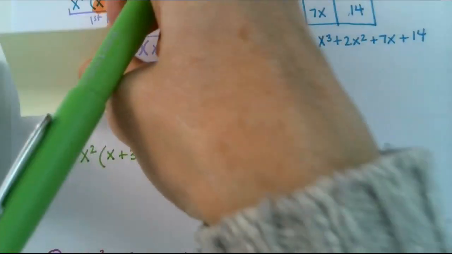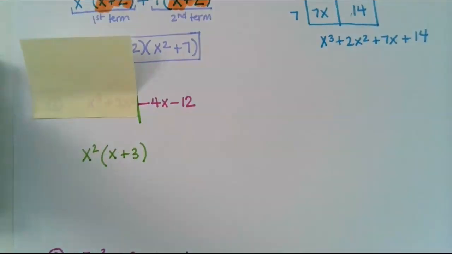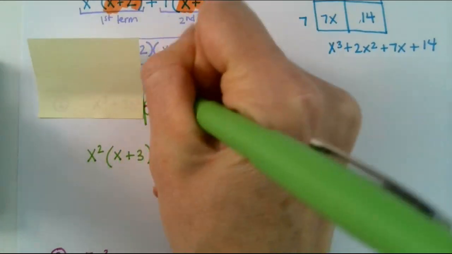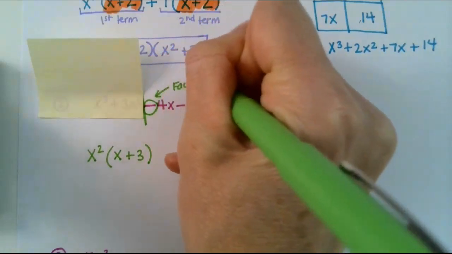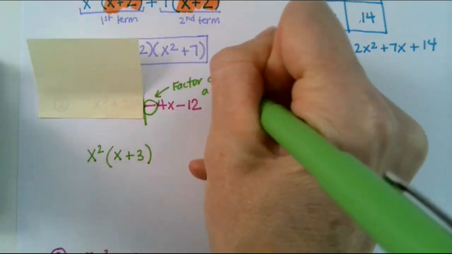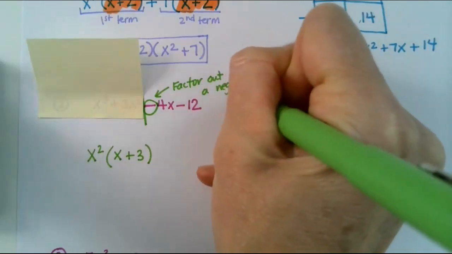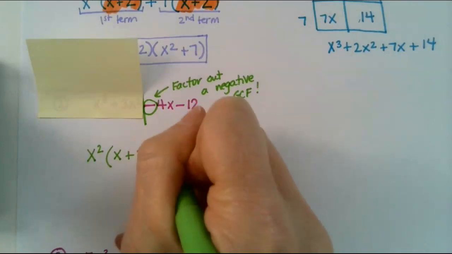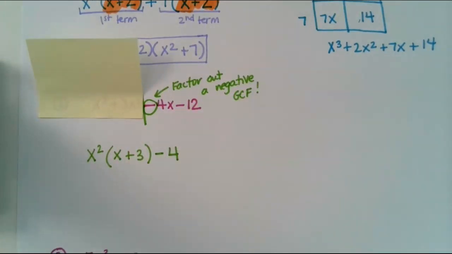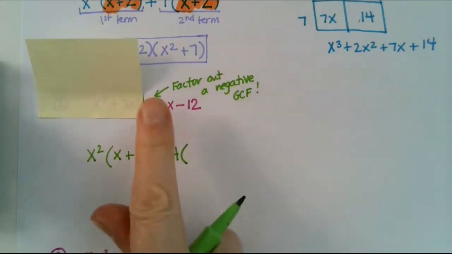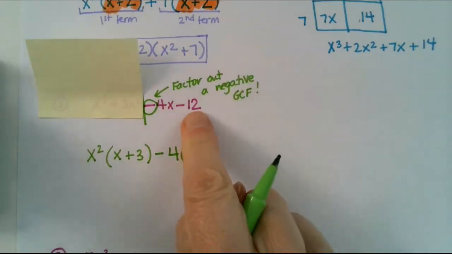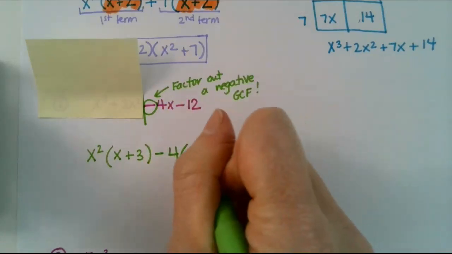Now we can ignore the first group, and let's pay attention to the second group. Now again, this sign is telling you something. It's telling you to factor out a negative GCF. So whatever your common factor is, you're going to make it negative. 4 and 12 are both divisible by 4, but it's going to be a negative 4. So now we divide everybody by negative 4. Negative 4x divided by negative 4 is a positive 1x. Negative 12 divided by negative 4 is a positive 3.